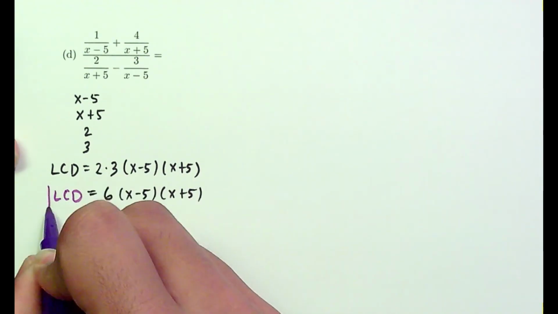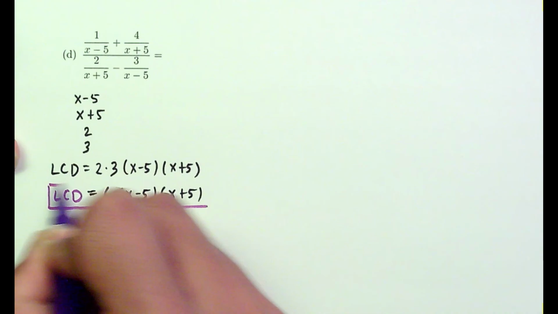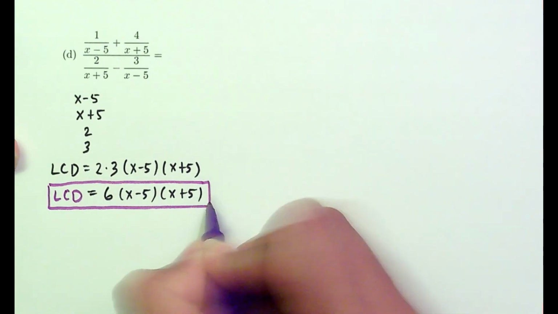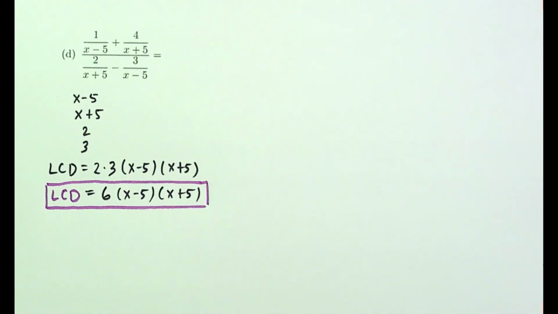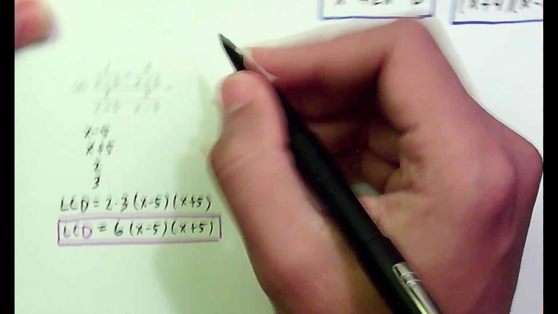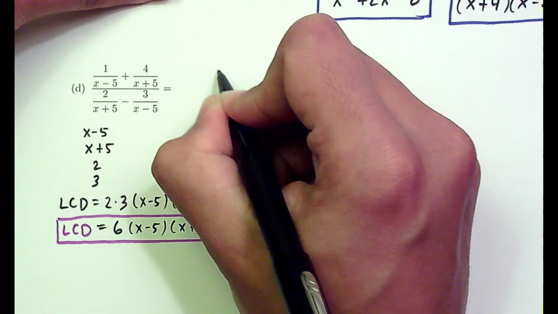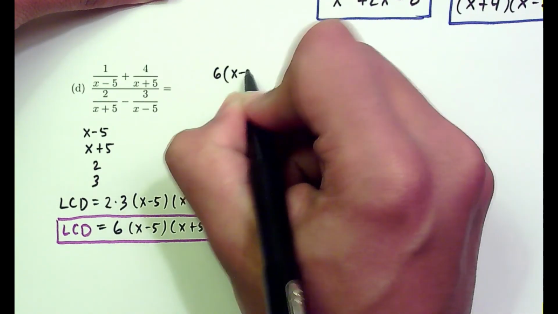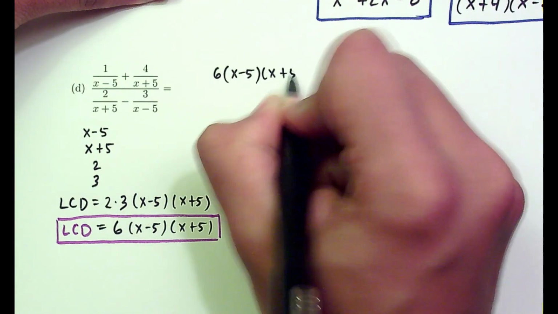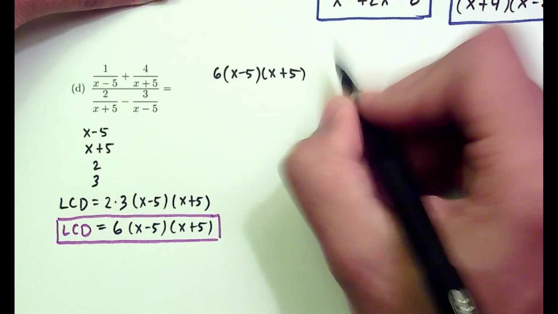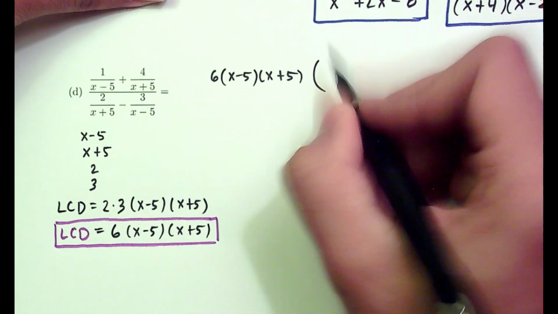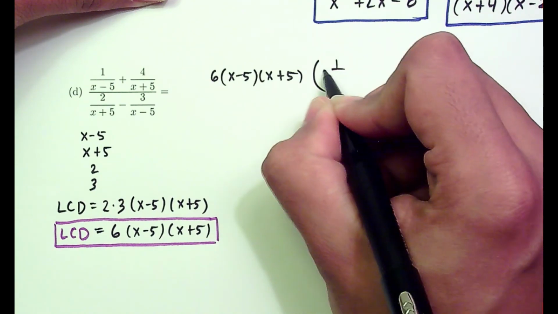So we're going to multiply the entire complex fraction, both top and bottom, by the LCD. So this is going to be 6 times (x - 5)(x + 5). And then I'm just going to write one big parenthesis and copy the numerator.